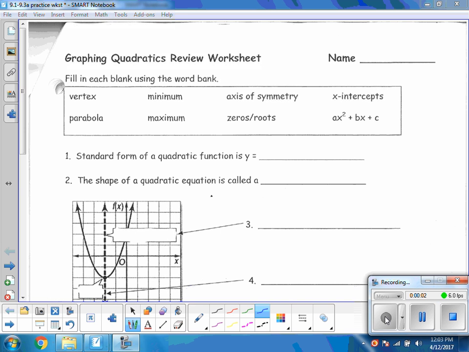All right, welcome to our quadratic review worksheet. If you haven't had a chance to do page one, why don't you pause this, work it out, and then you'll know what questions you have. And then press play and let's see how you did on things.